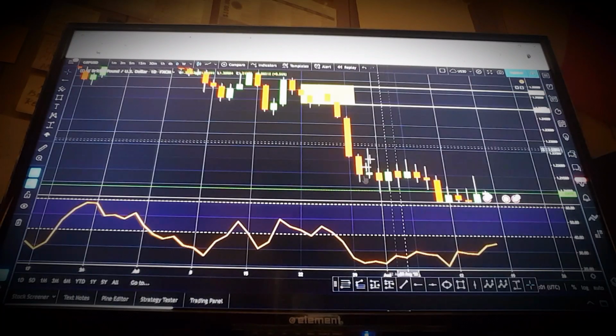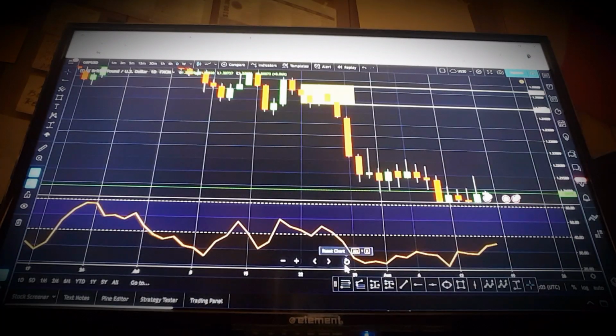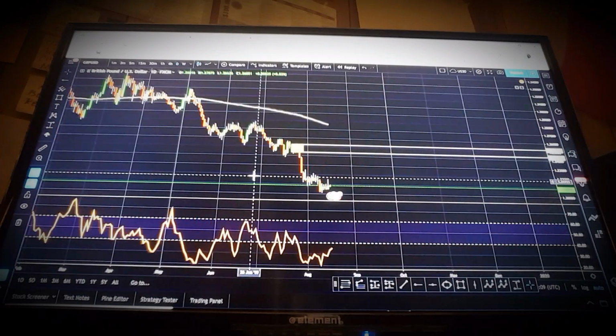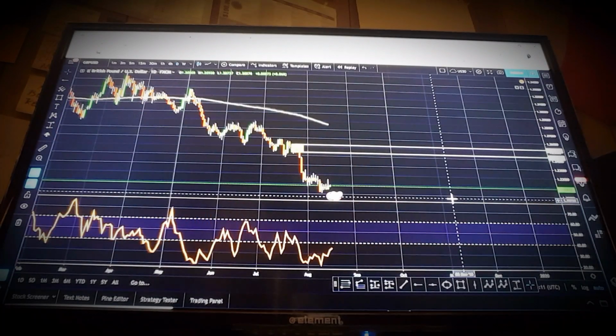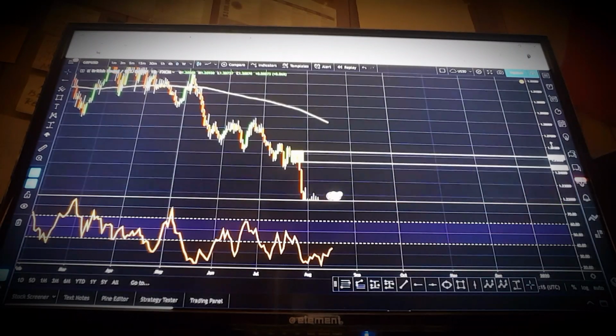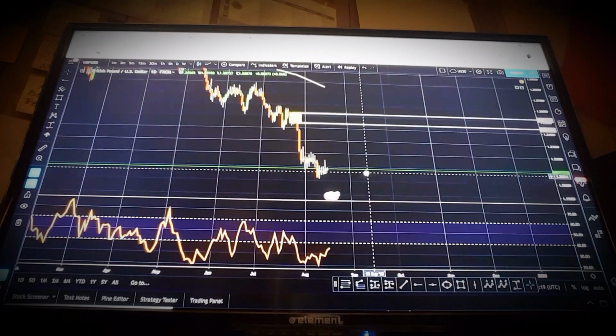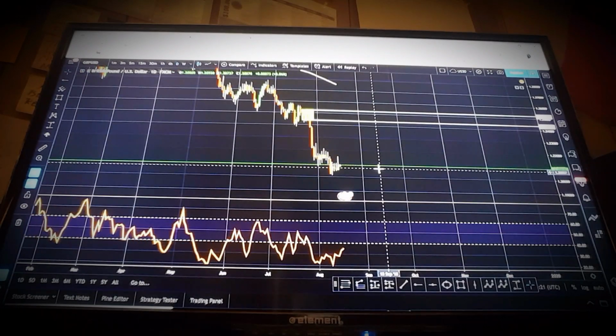Okay. So let's refresh it. So that's what that looked like. Now we need another zone. But since the Great British Pound US Dollar bottomed out, we need to go hunting. We need to go back in time.